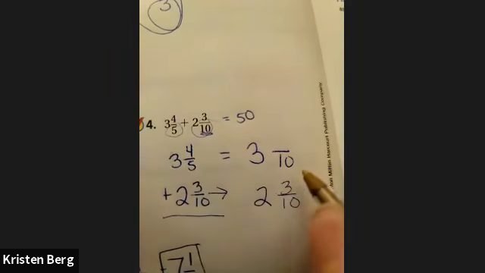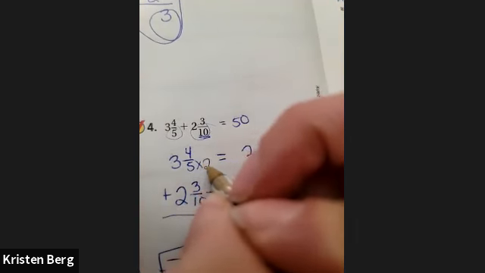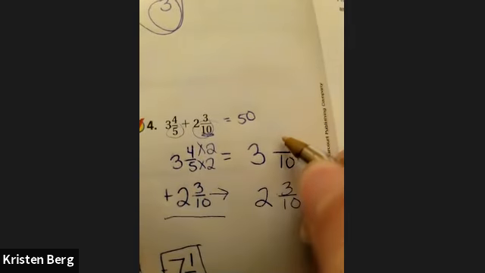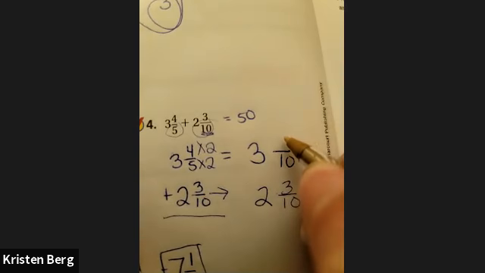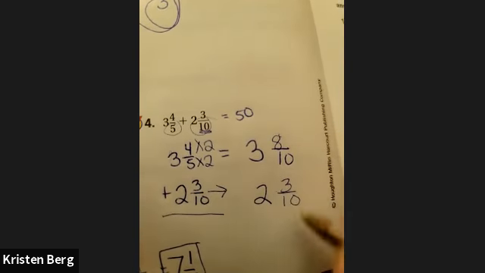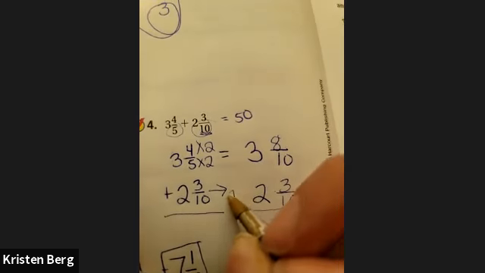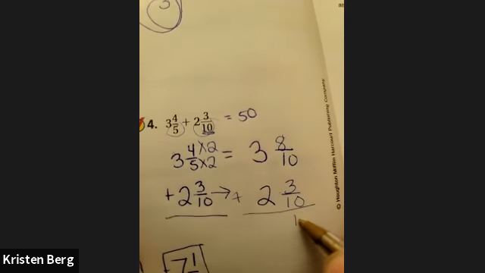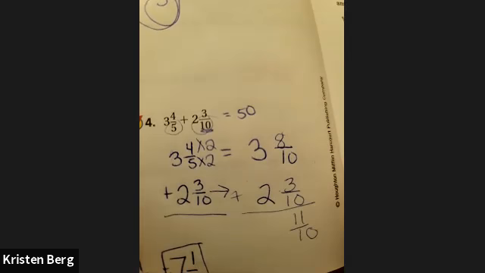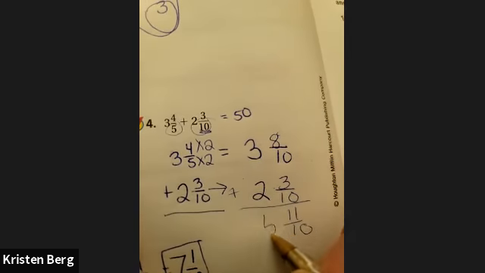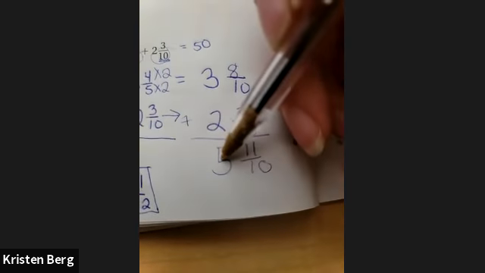What would I have to do to a 5 to get it to 10 though? I would have to multiply it by 2, and I must do that to the top. 2 times 4 is 8. Now I can go ahead and add this. 8 plus 3 is 11 tenths. 3 plus 2 is 5. Again, we have an improper fraction with a whole number, which cannot happen. So again, we're just going to separate the two by adding it.